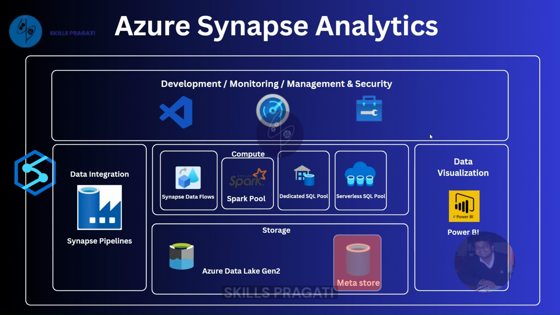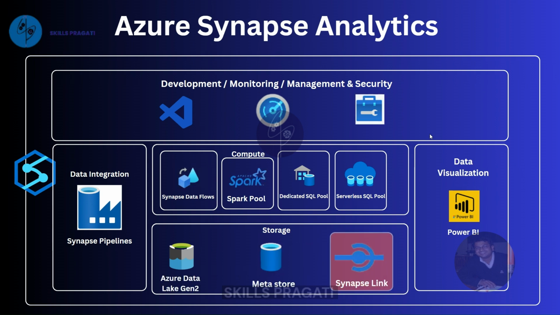A recent introduction to Synapse is Synapse Link, which lets us replicate the transactional data in Cosmos DB and Azure Dataverse and then query the analytical store directly from Synapse without impacting the transactional systems. This enables near real-time operational reporting without the need to perform any ETL to bring the data from Cosmos DB or Dataverse into Synapse.